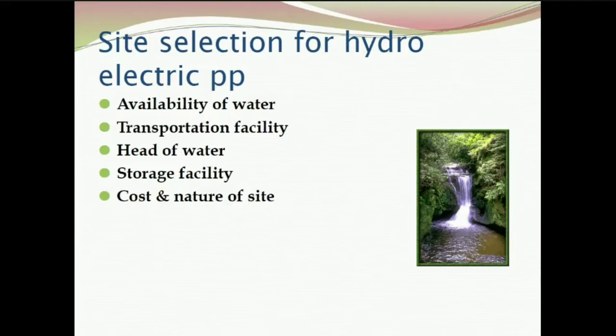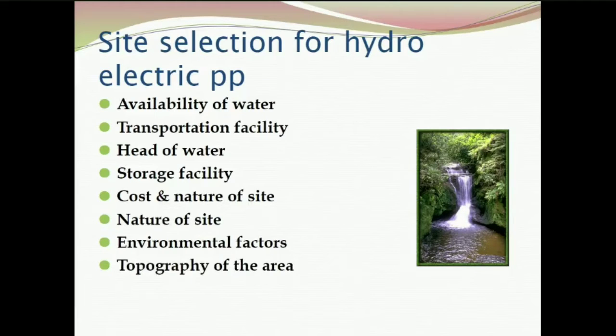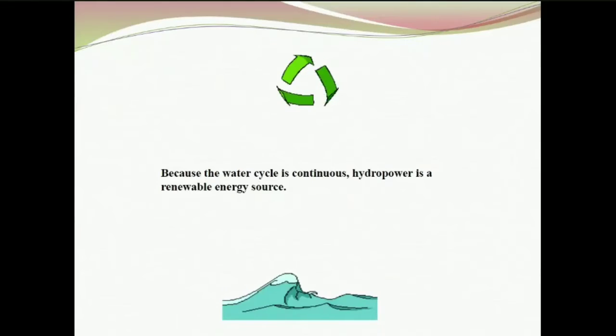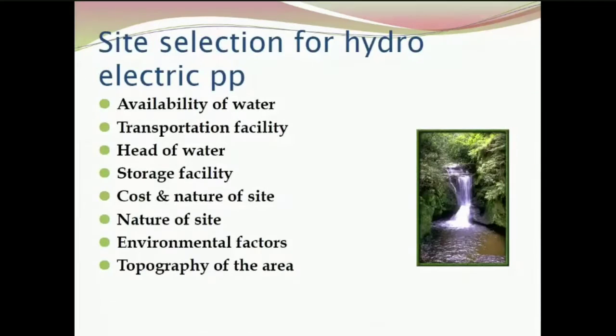The nature of site should be free from natural calamities. Then environmental factors. The construction of the power plant should not disturb the surrounding environment. Then the topography of the area should be suitable for the construction of the power plant. These are the points to be considered for site selection of a hydroelectric power plant.